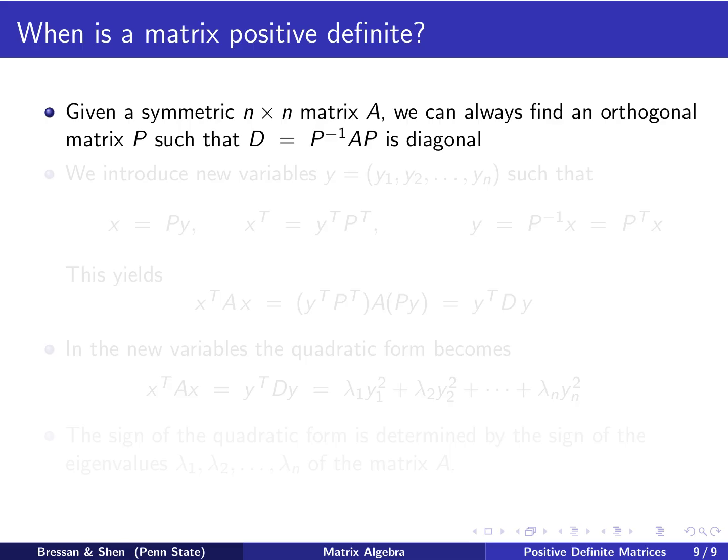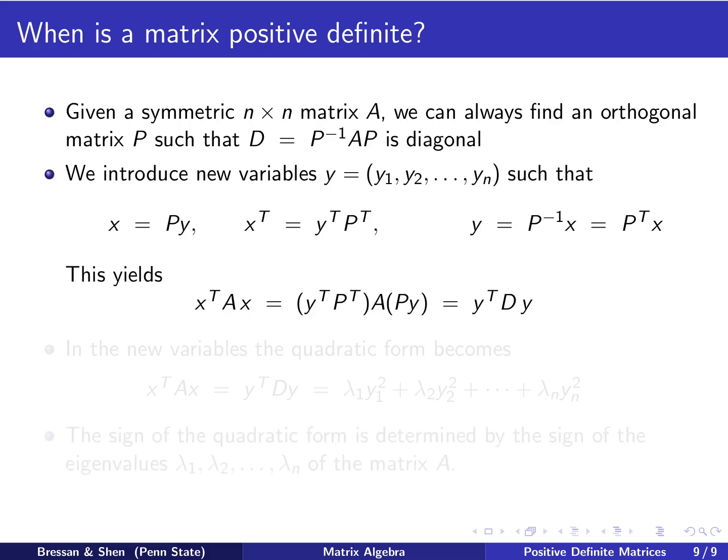So let's look at it. We have a symmetric matrix A that's related to the quadratic form. And for this matrix A, because it's symmetric, we can always find an orthogonal matrix P such that you can diagonalize A with this P. So P inverse times A times P is a diagonal matrix. And then we can introduce a new variable. We have talked about this in the previous lecture.